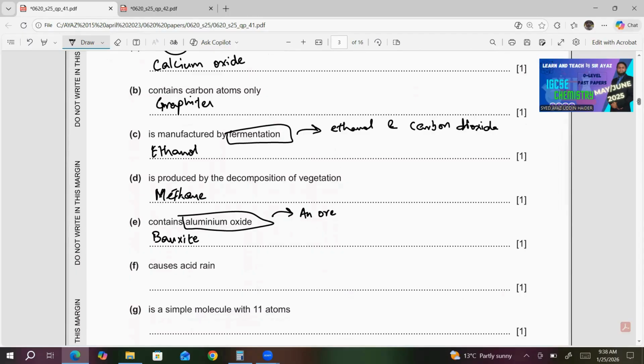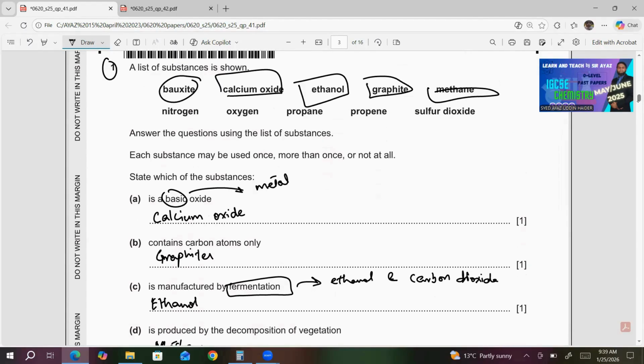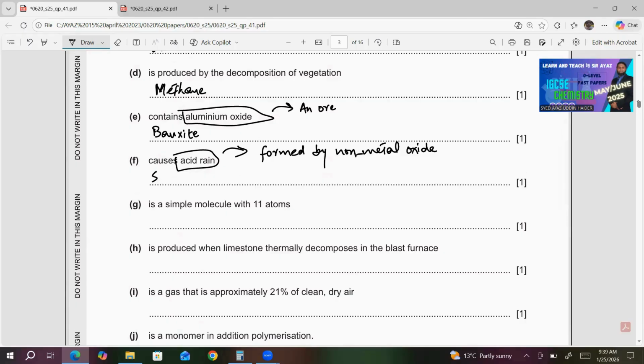F causes acid rain. You know that acid rain, all the non-metals form acid rain when they mix with rainwater. Formed by non-metal oxides. We have 3 exceptions, that is carbon monoxide, nitrogen monoxide, and water. They do not form acid rain because carbon monoxide and nitrogen monoxide, they are insoluble in water. So we are having non-metal oxides here. Yes, there is. That is sulfur dioxide. So I'm going to write sulfur dioxide here.